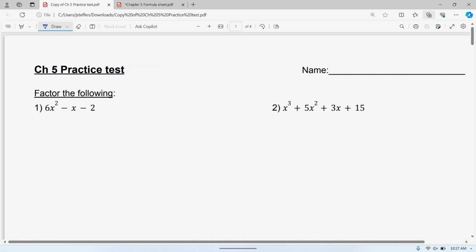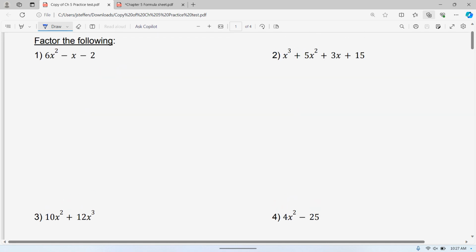But let's go ahead and look at this practice test. I gave myself a lot of room, so if you're wondering why mine is 4 pages and yours is only 2, that is why. So we're starting with these factoring problems. Actually, this one has a leading coefficient, so let's start with my x. Remember, your first number times your last number goes in your x.